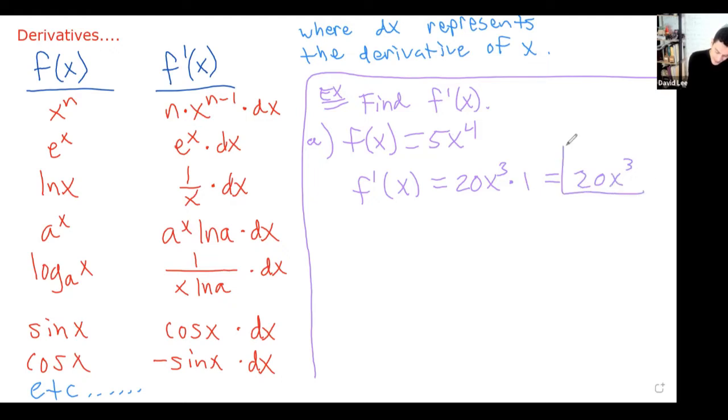So this example here, although it's an easy example, doesn't really make clear what I'm telling you about this object dx. So let's do an example where this becomes crystal clear right now. Example B.